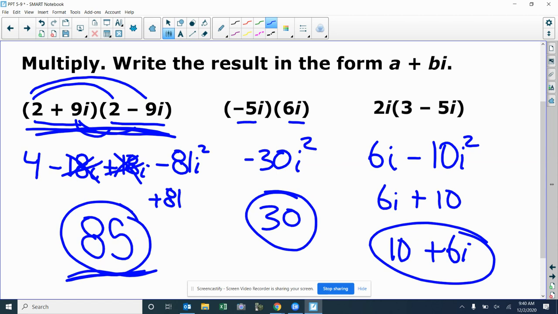So we added, subtracted, and multiplied. Does everybody feel okay? Pretty straight up, isn't it?